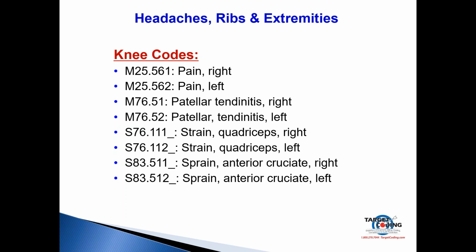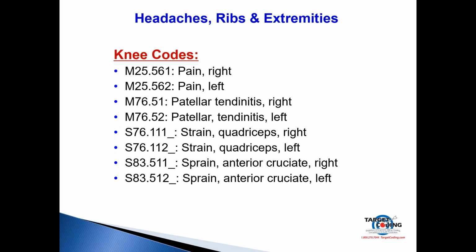I have a client in Virginia. Man, 99% of his practice are runners. He sees a lot of knee problems, a lot of extremity adjusting. Doing great. S76.111 on the right, strained quadricep on the left, S76.112.